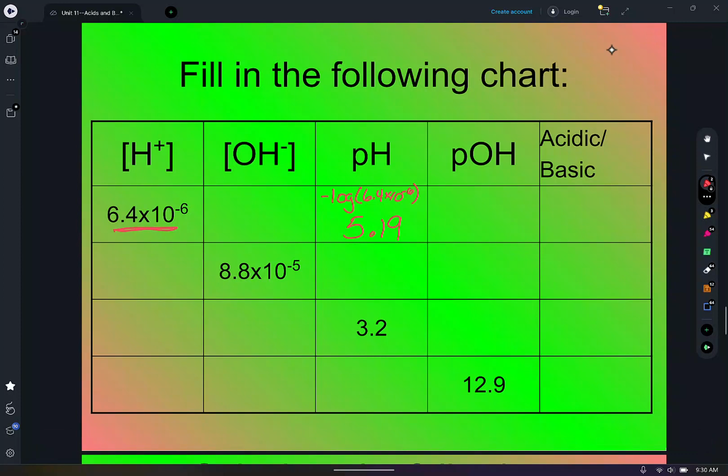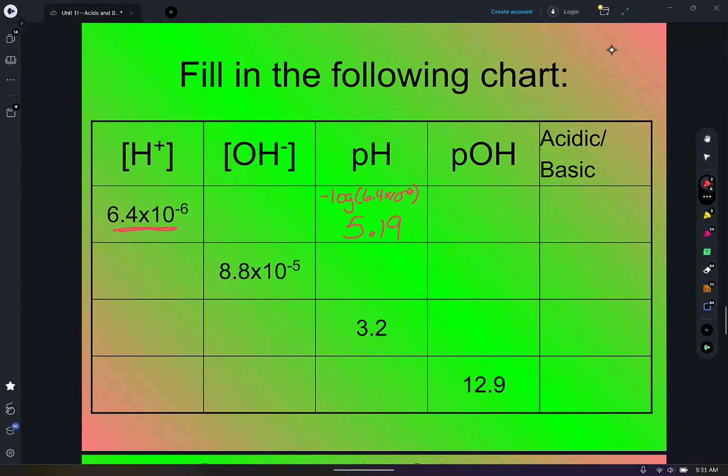Now, if you are doing this on your phone, especially an iPhone, and you're using the scientific calculator, everything has to be entered in backwards. So you're going to type in 6.4 times 10 to the negative 6. Then you're going to hit the log button, then you'll hit the negative button. And if you do it that way, you'll be fine. You'll get the right answer.